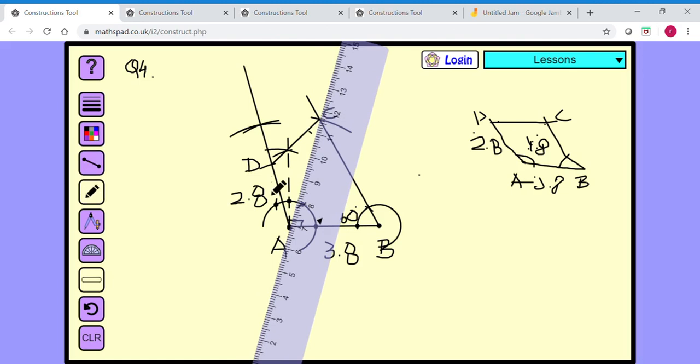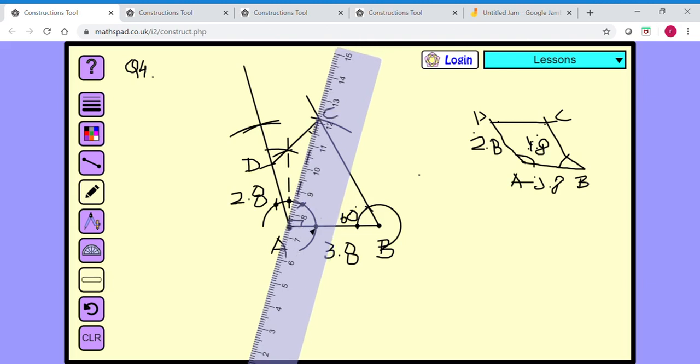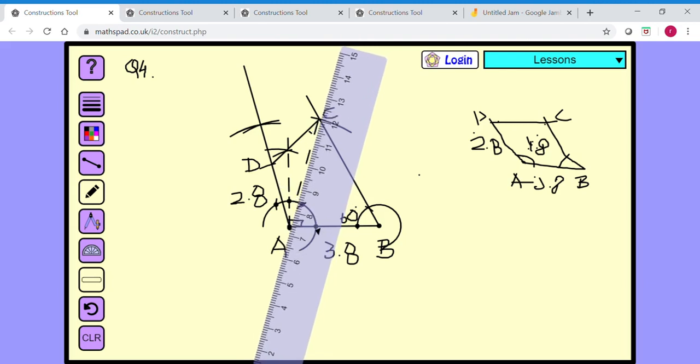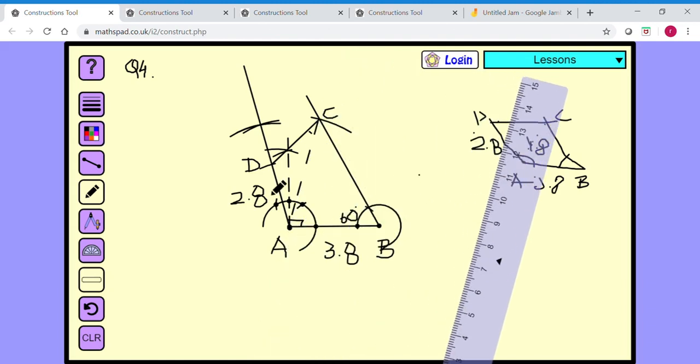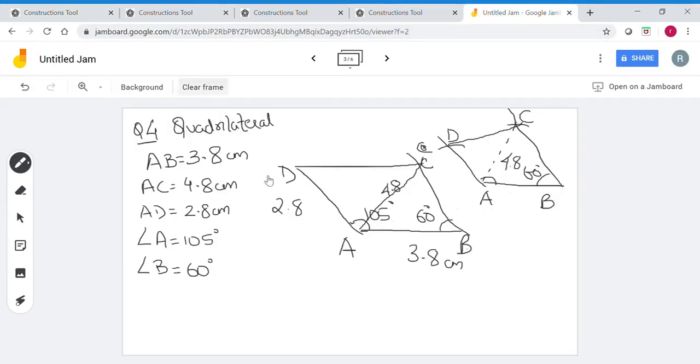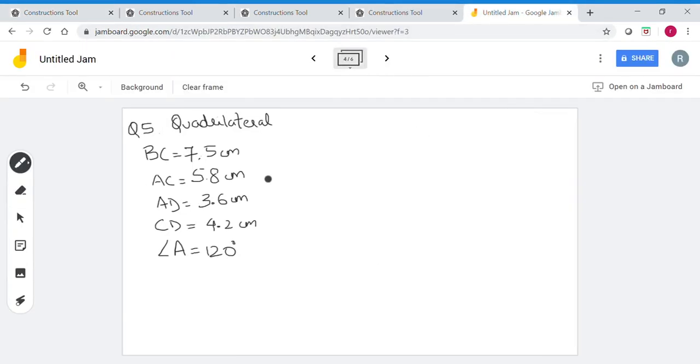So now let's draw AC, which is again a dotted line because it's a line which we don't need on the outside. Perfect. So this is my diagram for ABCD and AC is 4.8. Let's do the next question. The next question that we do is question number 5. Question 5 says BC is 7.5, again a quadrilateral, AC is 5.8, AD is this.